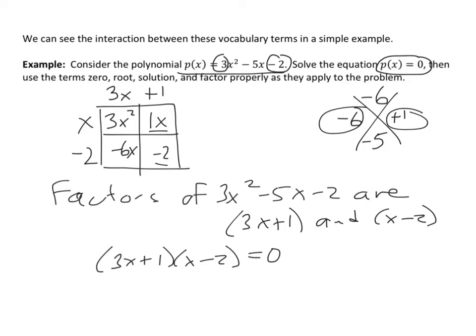We can then use the zero product property. 3x plus 1 has to equal 0, and x minus 2 has to be 0. And that means that x equals negative 1/3 and x equals 2.